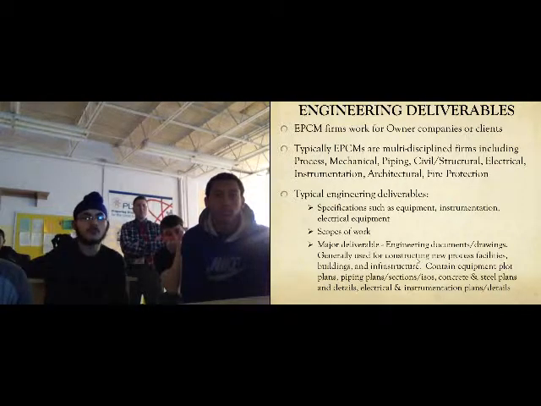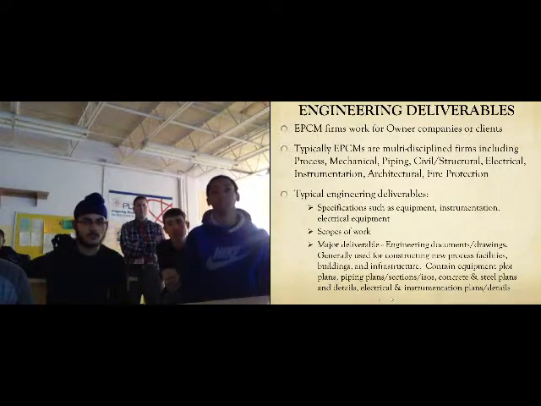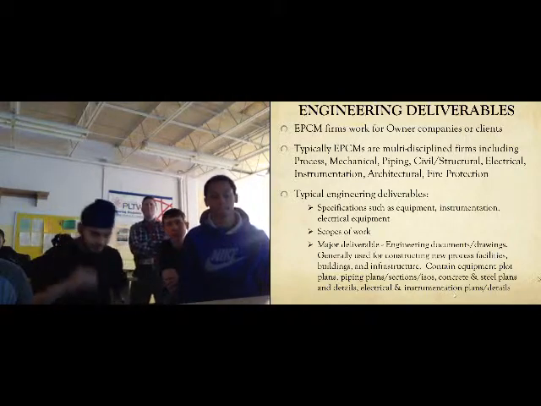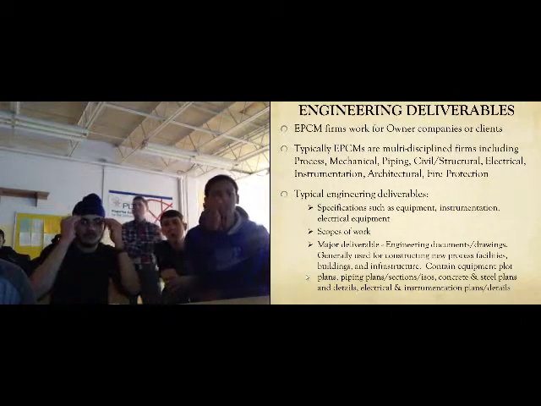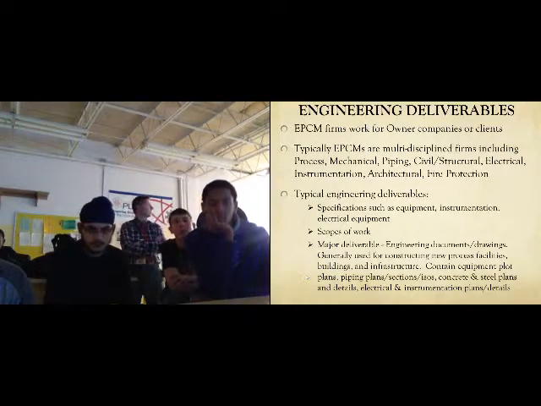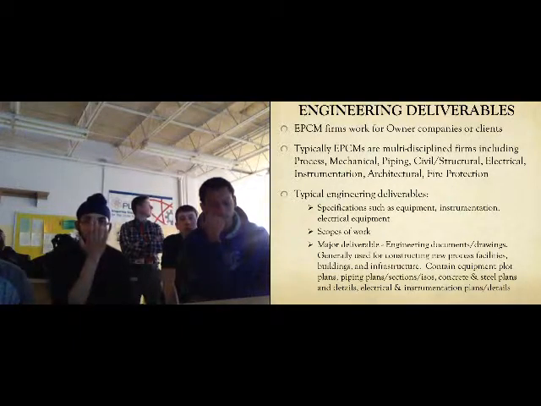But our major deliverable is engineering documents and drawings. Generally they're used for constructing new process facilities, buildings, and infrastructure. They contain equipment plot plans, piping plans and sections, isometric drawings, concrete and steel plans and details, and electrical and instrumentation plans and details. And these deliverables are what we're going to be talking about today. These are our major product to our clients. These are drawings and documents which basically show a contractor how they should build a particular upgrade or a new facility for one of our clients.